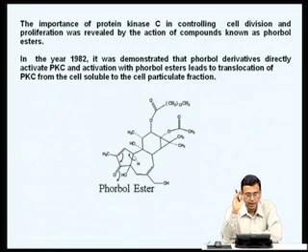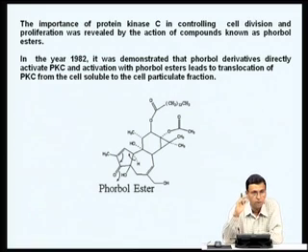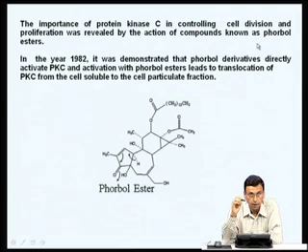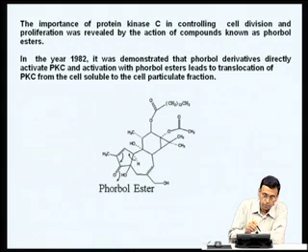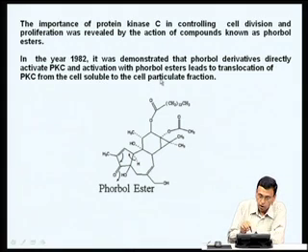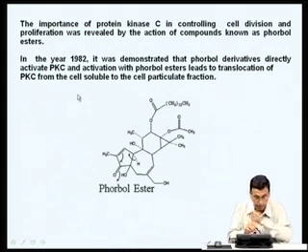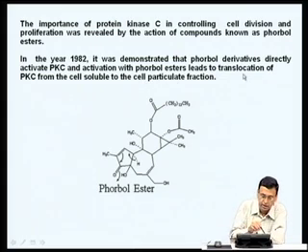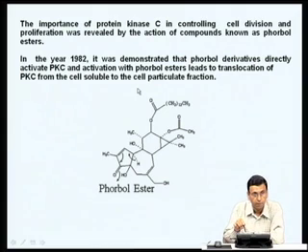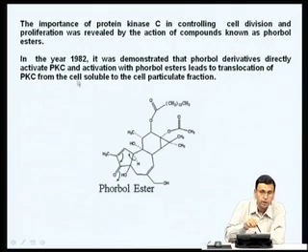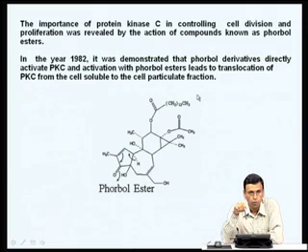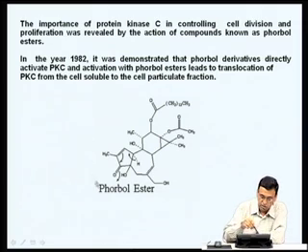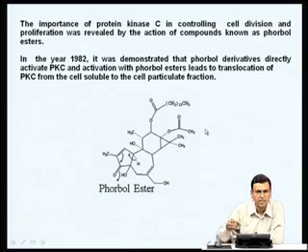The importance of protein kinase C in controlling cell division and proliferation was revealed by the action of compounds known as phorbol esters. What are phorbol esters? Actually in the year 1982, the phorbol esters were shown to directly activate protein kinase C, and activation was shown to lead to translocation of protein kinase C from the cell soluble to the cell particulate form. So, this is a very important discovery in the field of protein kinase C research, and I have shown here the structure of a phorbol ester, and let us see how exactly phorbol esters activate protein kinase C.